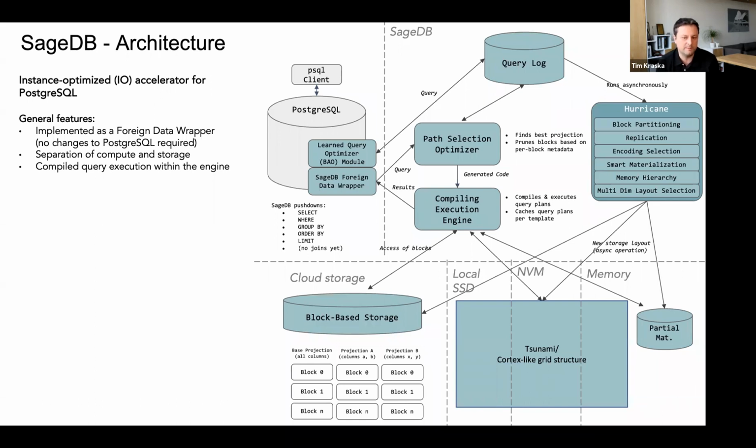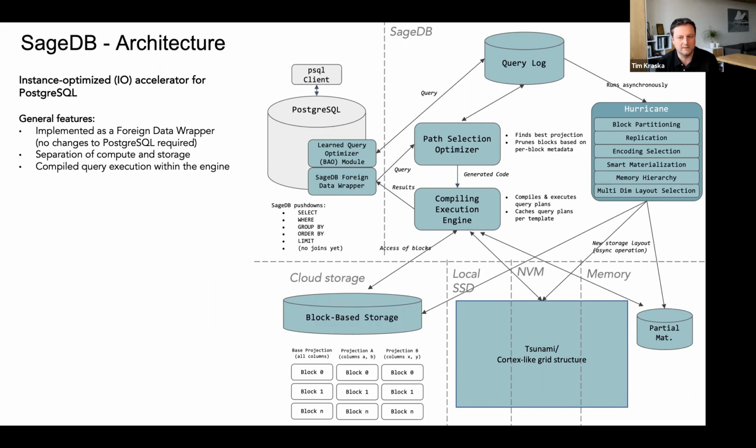Tsunami Cortex will be our multi-dimensional storage layout. We built our own block-based storage structure. The idea is to have the same type of design of separating compute and storage that you find nowadays with Snowflake and other systems. And we also have a store for partial materialization.